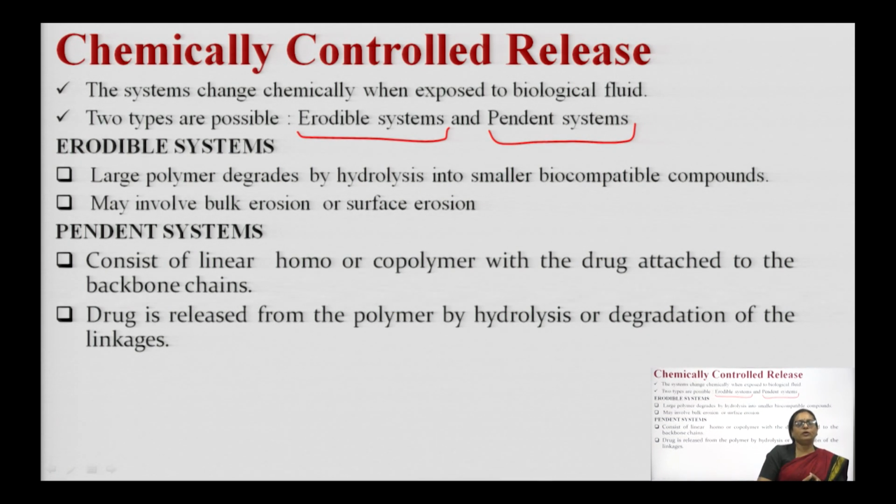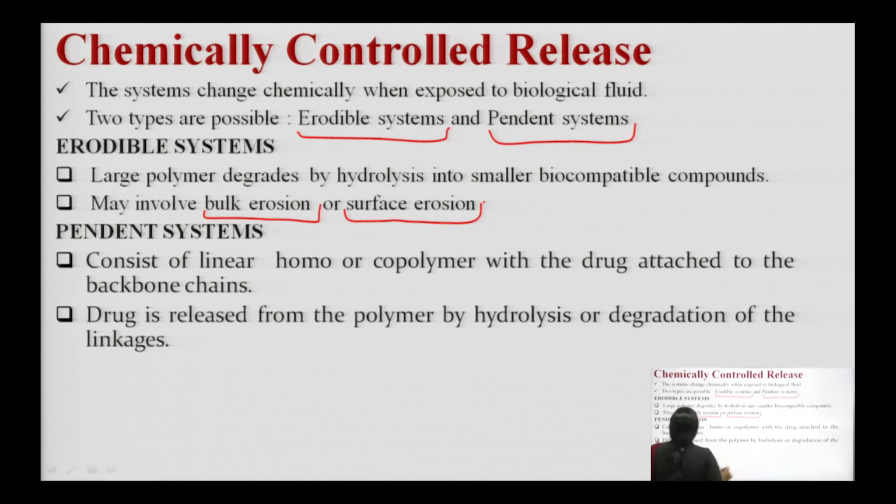Erodible means breaking down. So, here basically in an erodible system, the polymer is such that a large polymer can degrade by hydrolysis into smaller biocompatible compounds when it comes in contact with biological fluids, and this erosion can be bulk erosion or surface erosion. So, erodible systems can be further of two types, that is bulk erodible systems or surface erodible systems. Now, what is the difference between bulk erosion and surface erosion?